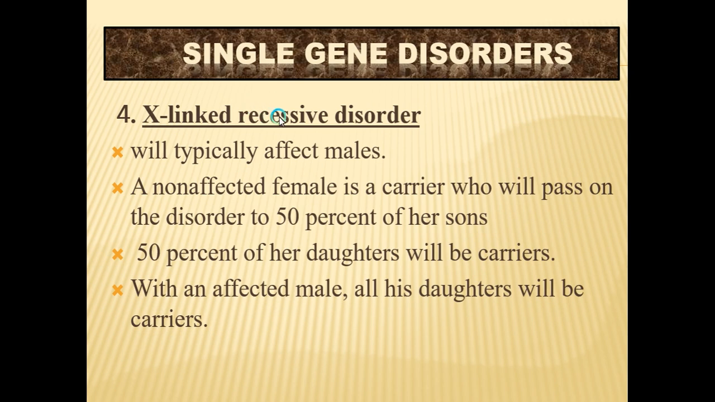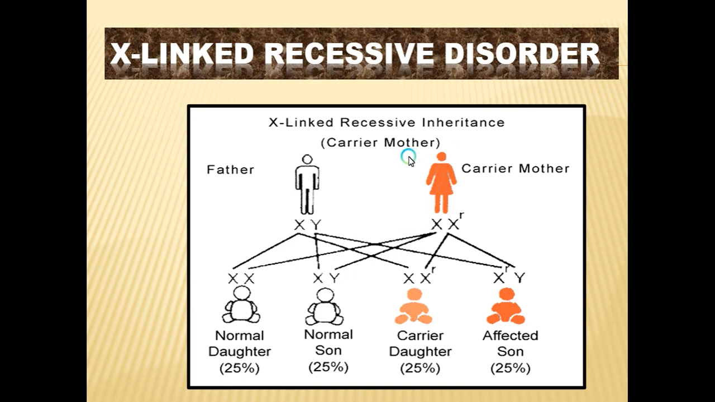Next is X-linked recessive disorders, which will typically affect the males because it is X-linked. A non-affected female is a carrier who will pass on the disorder to 50% of her sons, and 50% of her daughters will be carriers. So X-linked recessive occurs in males but not in females. With an affected male, all his daughters will be carriers. So this is X-linked recessive inheritance.